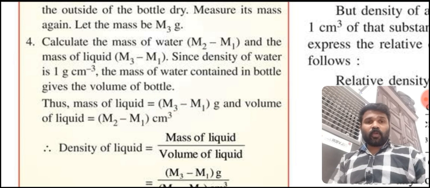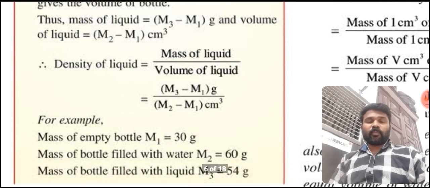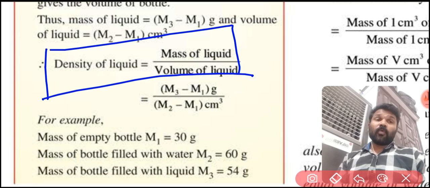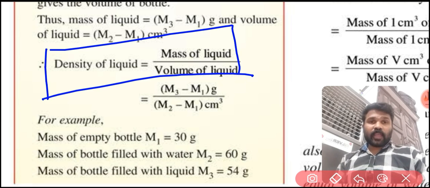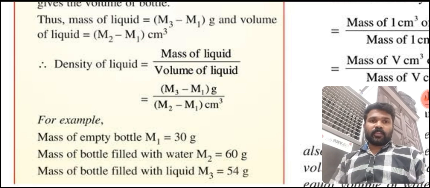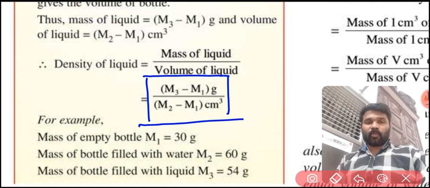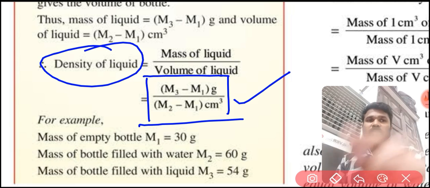Now we are going to use the formula: density of liquid is equal to mass of liquid divided by volume of liquid. That is m3 minus m1 gram divided by m2 minus m1 centimeter cube. By using this relation, we can find out the density of liquid.